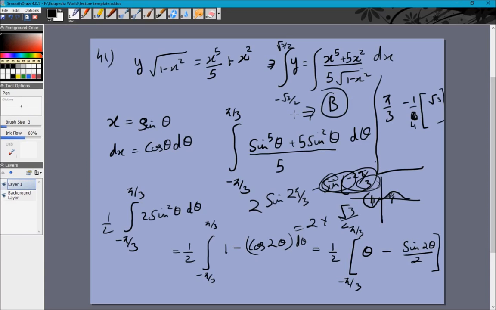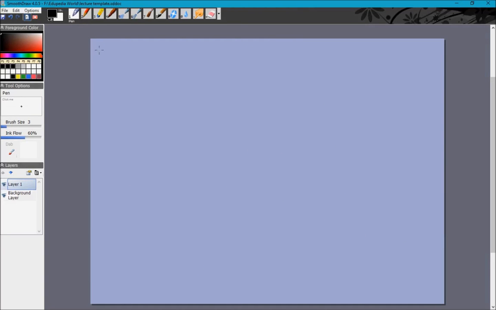Let's move on to 42. Now in 42, I can't see a rigorous way to solve it. The best possible way I can think of is by looking at the options. You are given the integral from pi by 4 to pi by 2 of cosec x to the power 17 dx.